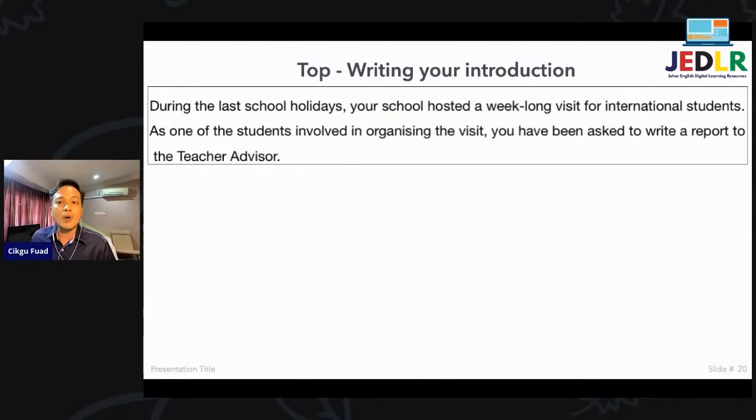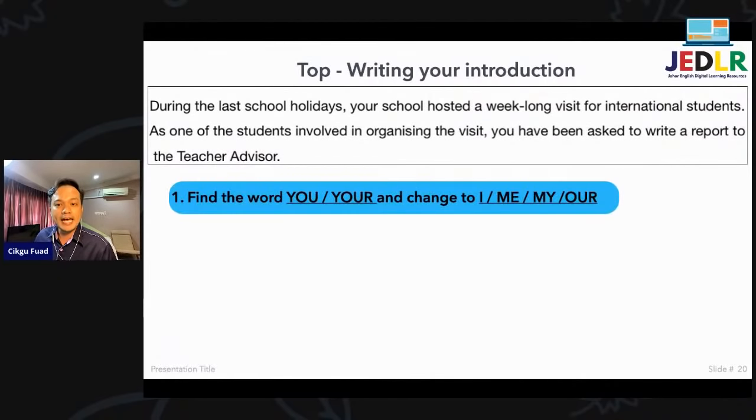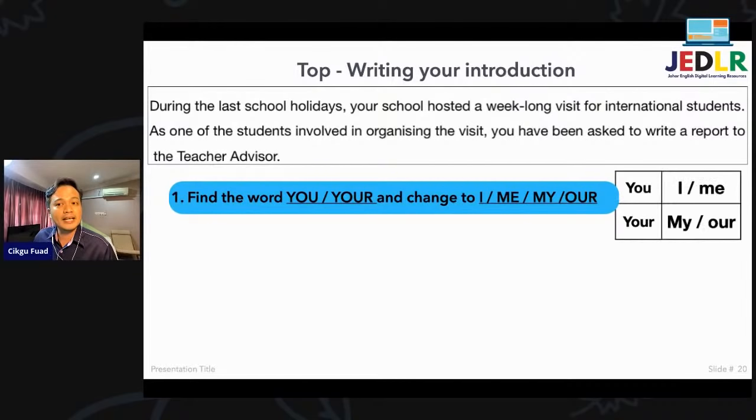Moving on, how we are going to write our intro. Again, find the word you or your. Now you need to change I, me, or my, or perhaps change to our. For example, like this. Your school. If you change it into my school, well, basically it doesn't sound right because you do not own the school. So it should be our school. So see there, our school hosted, and also I have been asked.